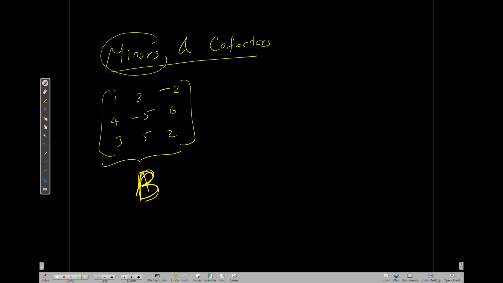Now the word minor: let me write down M11, that means the minor of the element that appears in the first row, first column. The minor of that element is the determinant of the remaining part when you delete that row and column. That's what you did in our first example. So this is the theory part behind it. You are going to get negative 10 minus 30, so negative 40.